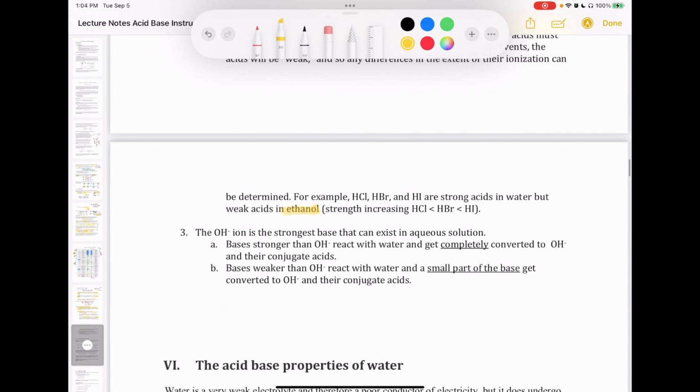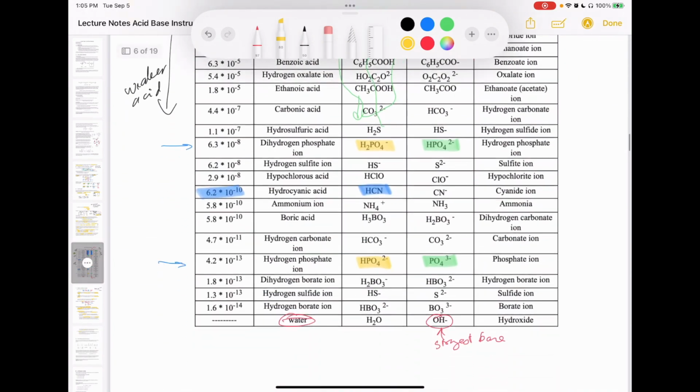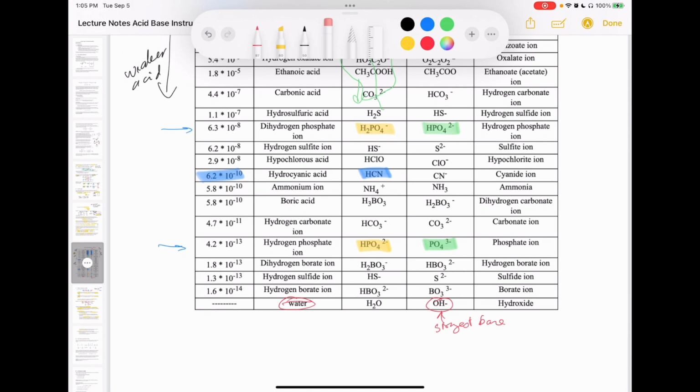The last conclusion we want to draw is about the base side of that table, which is the OH-. So OH- is the strongest base that can exist. Looking back now on the right side, which is the base side, you notice that OH- down here, remember that that's the strongest base possible, because as you go down, the base gets stronger and stronger. You don't go below that, nothing exists.